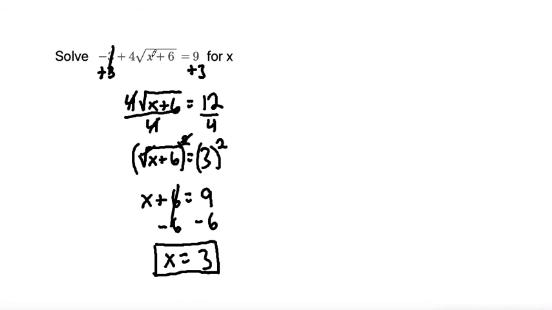But when you're dealing with square roots, you generally want to plug your answer back into the original equation just to verify that it does work and it doesn't make a negative under your radical. So if we substitute negative 3 plus 4 times the square root of, instead of writing x, I'll write our solution that we got, 3, plus 6 is equal to 9.